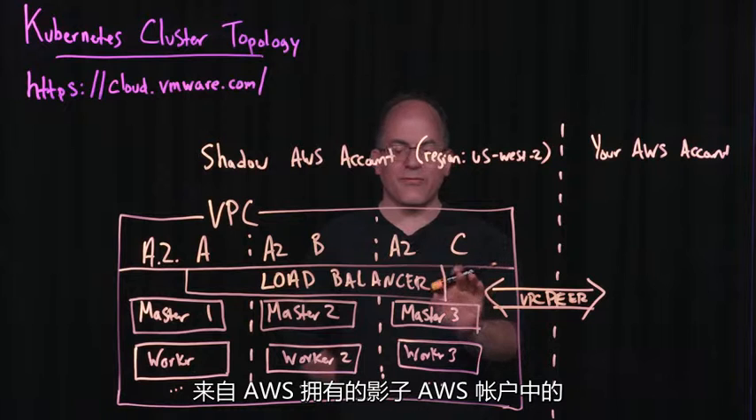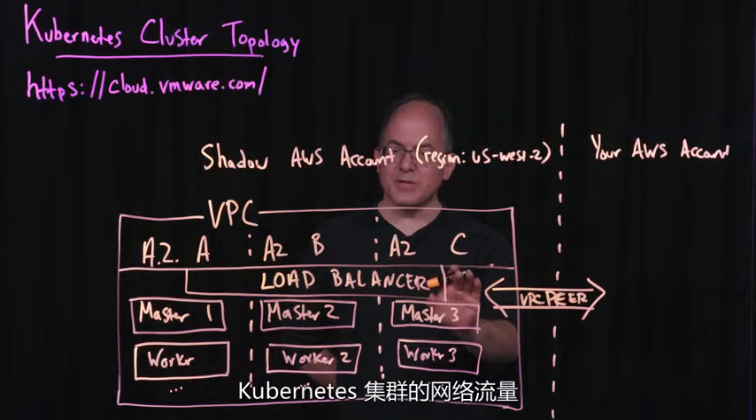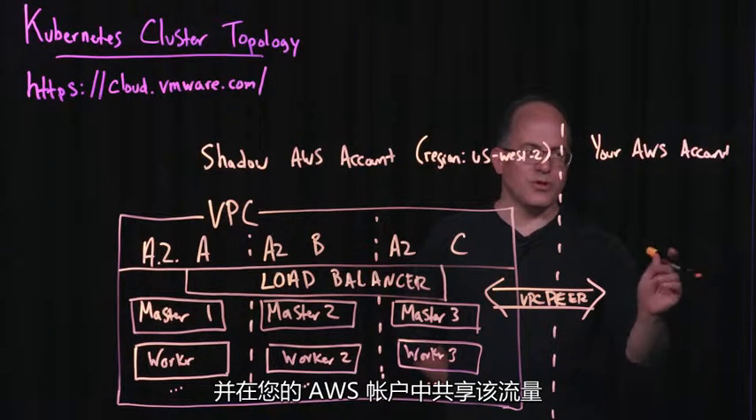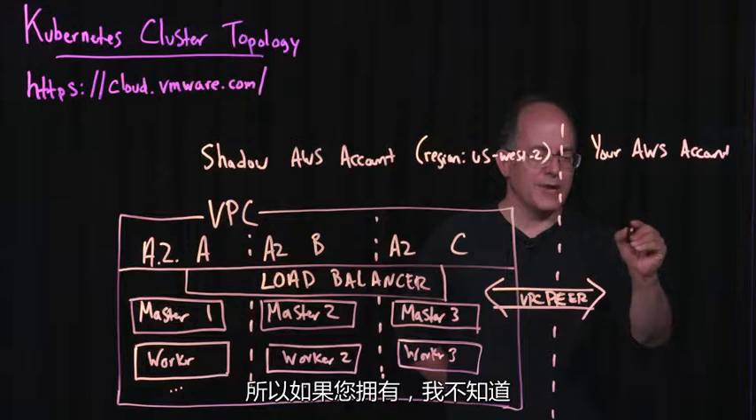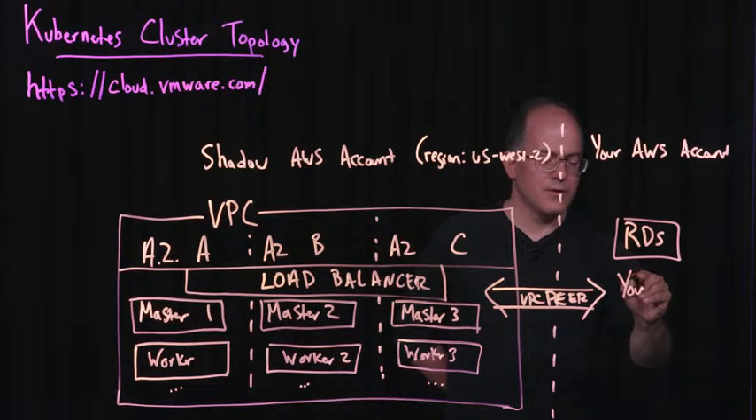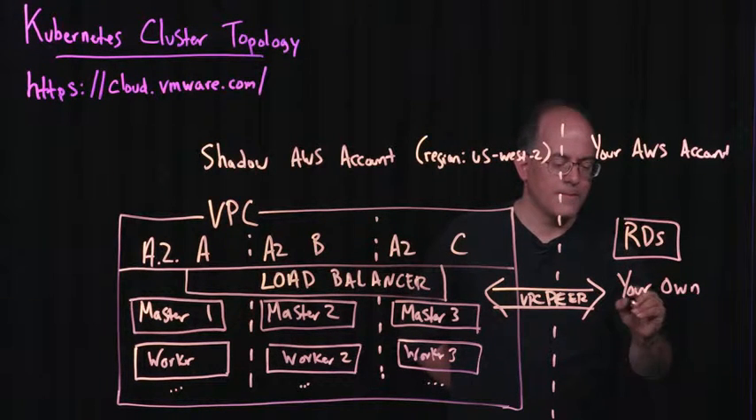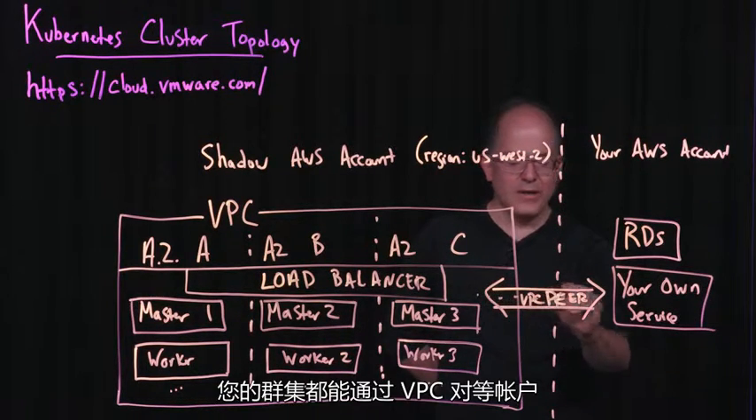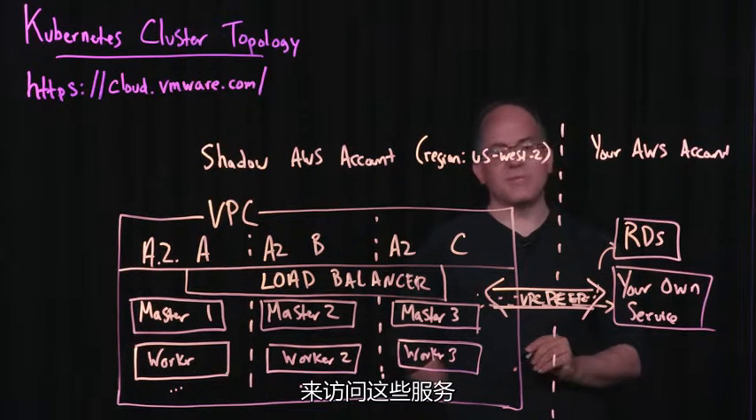This will allow you to share network traffic from your Kubernetes cluster that's in the shadow AWS account that is owned by us, and share that traffic within your AWS account. So if you have, perhaps you're running RDS, or perhaps you're running your own service, it doesn't really matter. Either way, your cluster is able to access these services through the VPC peer.